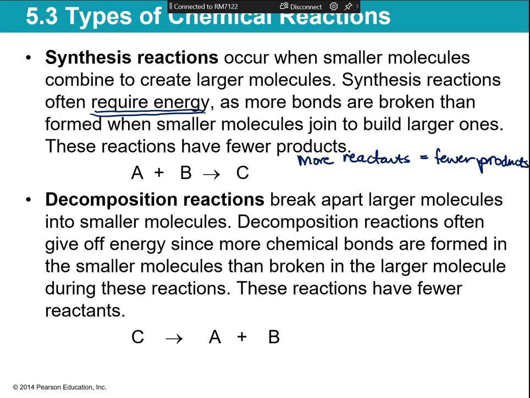Decomposition, though, is like the flip of the coin. This is the opposite. When you think of something decomposing, you think of it breaking down, falling apart, okay? So with decomposition, C breaks into A and B. I started with the bigger thing, and now I have two smaller things. I might start with one thing and end up with 10 little things. Fewer reactants, more products. It doesn't have to be just one and two. I could have multiple numbers of reactants and products, but I'm going to have more products.